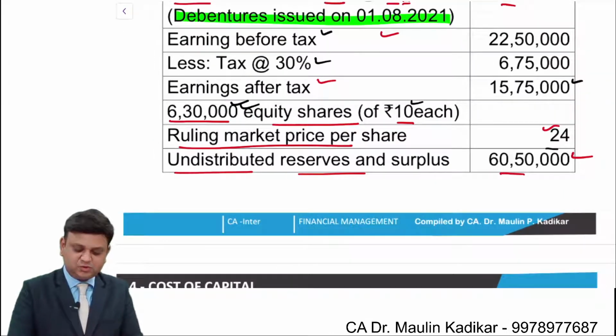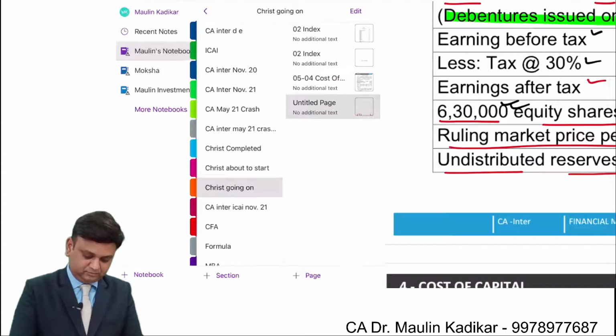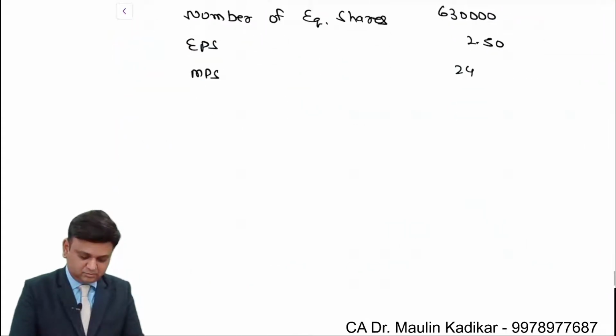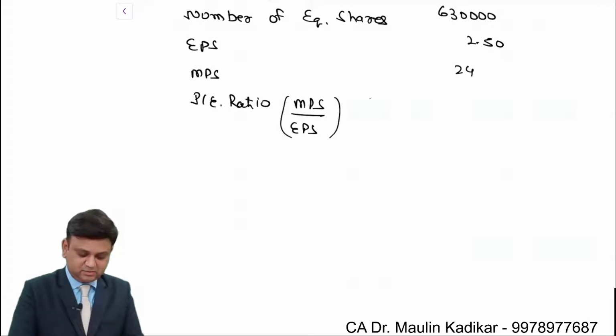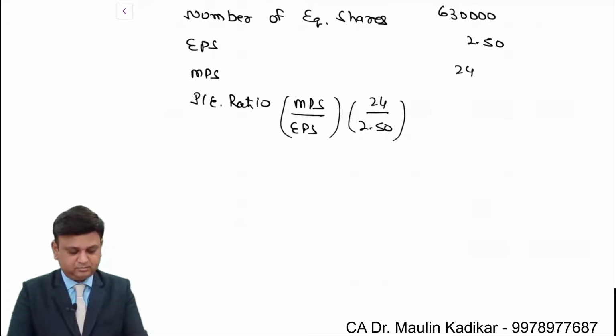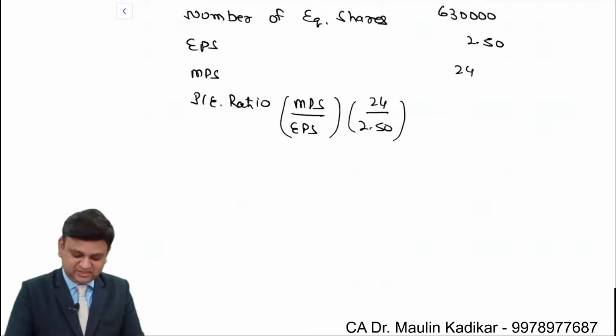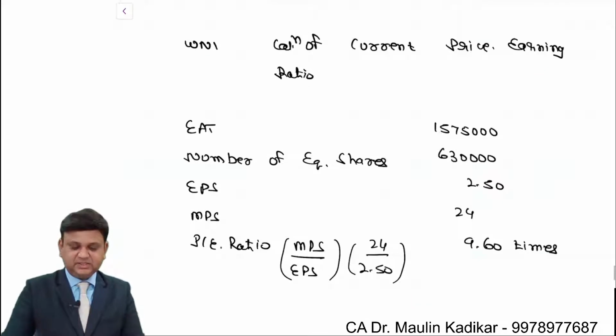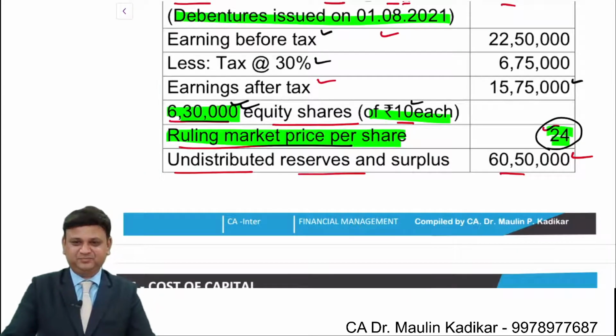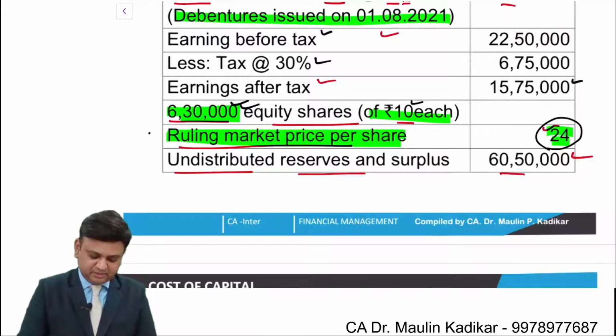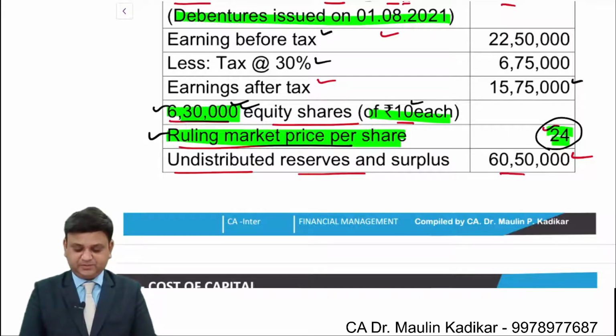Market price of the equity share is rupees 24. Price earning ratio, it is MPS upon EPS. 24 divided by 2.5. That is 9.6 times. Please write an answer. So here is the MPS information is given to us and number of shares are given to us.